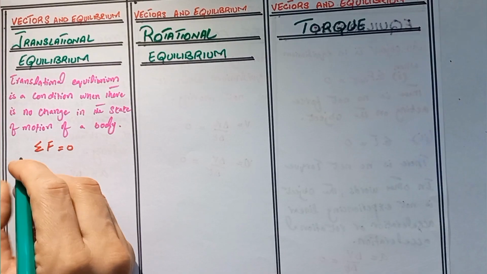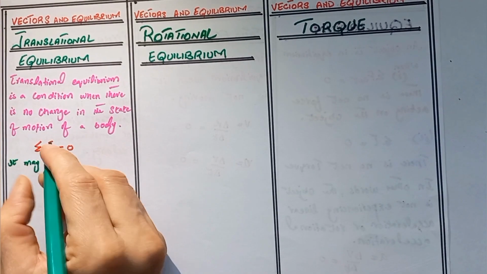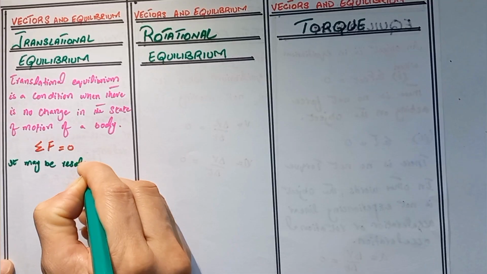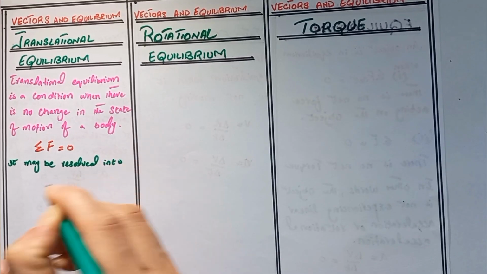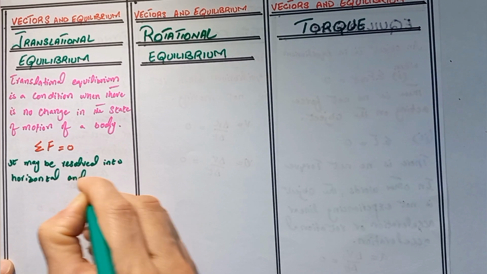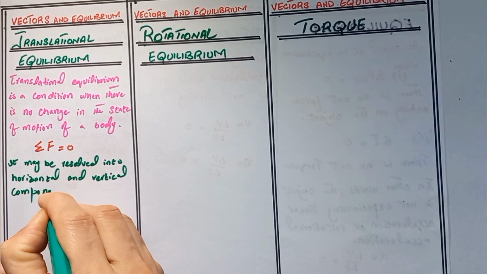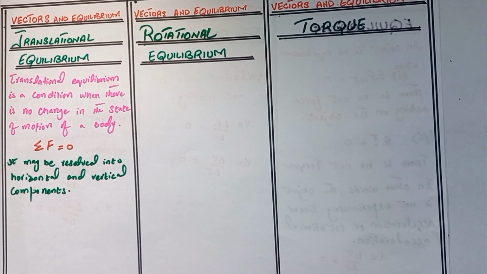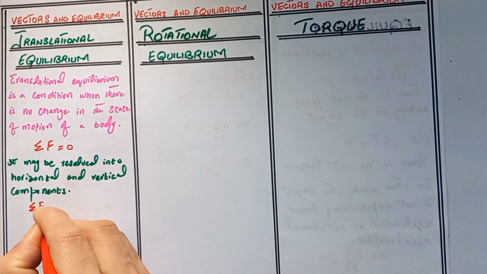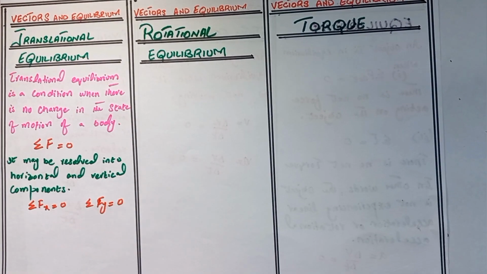Here we write that it may be resolved into horizontal and vertical components. So all net force along the x axis is equal to 0 and all net force along the y axis is equal to 0.